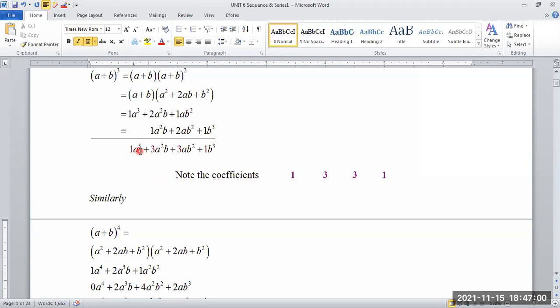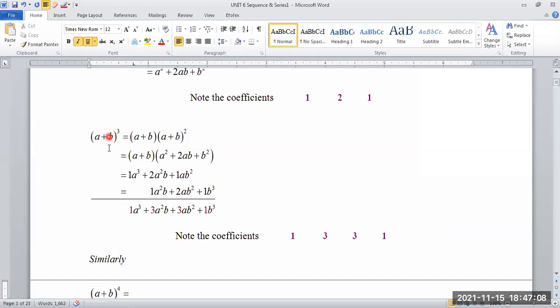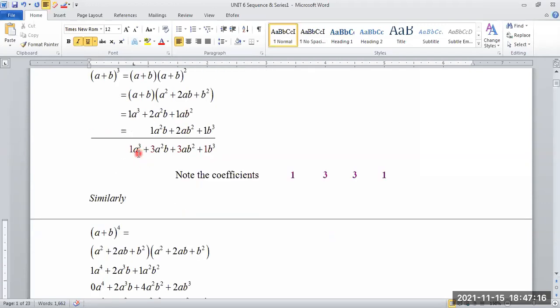A cubed is going to lose 1. But every time a cubed loses a power, the other term in the parentheses has to pick it up, because at all points in time the overall power is supposed to add up to 3. Watch this. So this is a cubed, the one is a squared. So a loses a power, so b takes it up. So it becomes b to the first. 1 plus 2 is 3.